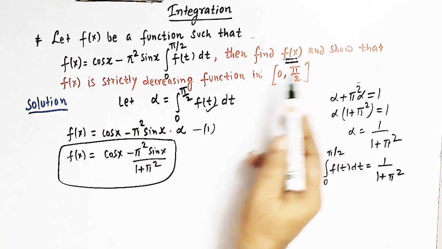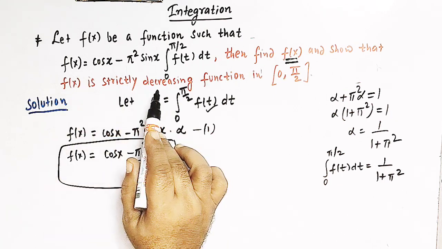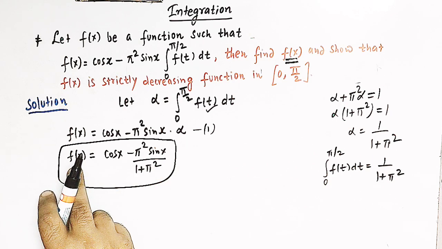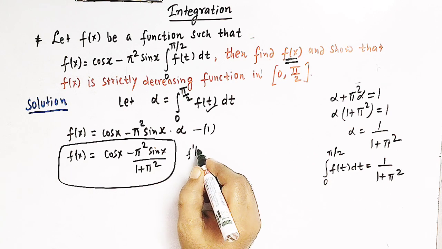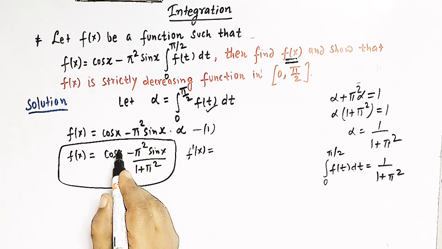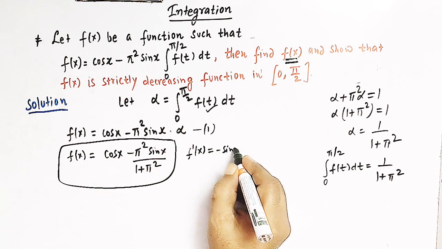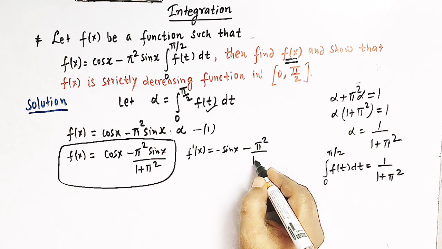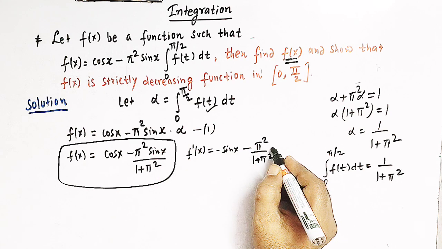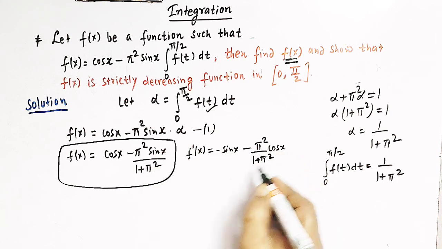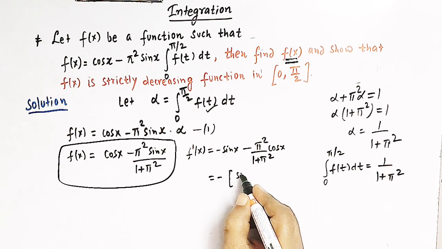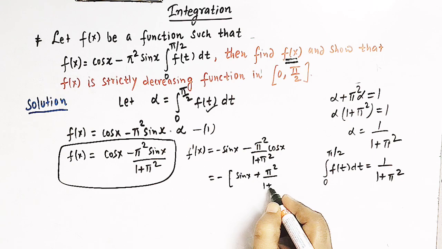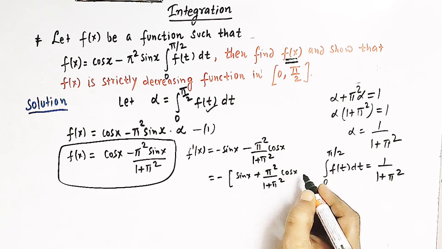So now to prove the second part, that is f of x is a strictly decreasing function in 0 to pi by 2, we have to differentiate this function f of x. So the derivative f prime of x is equal to the derivative of cosine x, which is minus sine x, and the derivative of sine x is cosine x. So we have pi square over 1 plus pi square, and sine x has derivative cosine x. Now taking the negative sign outside these two terms, we have sine x plus pi square over 1 plus pi square and cosine x.